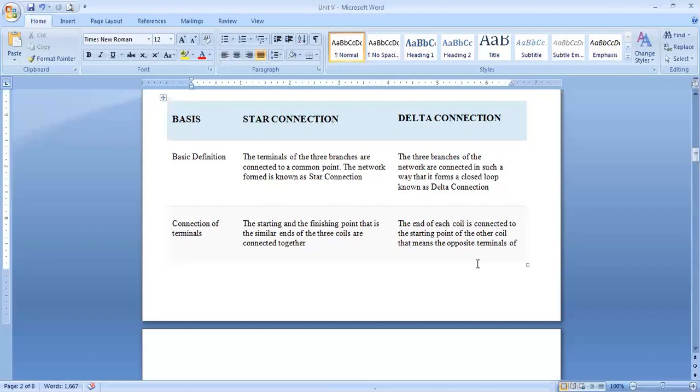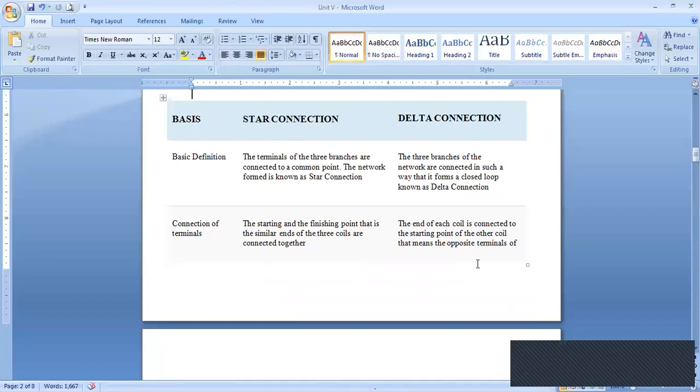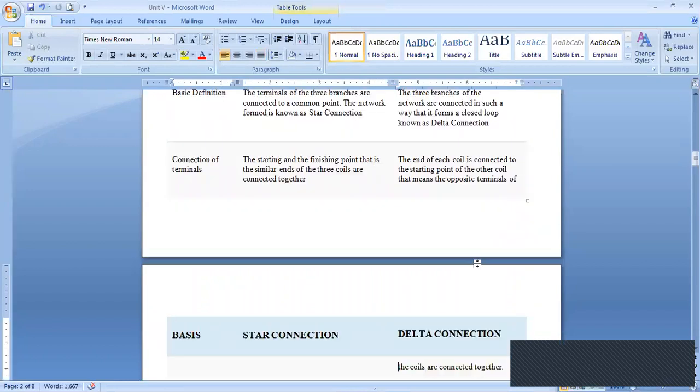Clear? Now the connection diagram, I have already explained. The similar ends of the three coils are connected together, either the starting point or the finishing point. For the delta, the end of each coil is connected to the starting point of the other coil. That means the opposite terminals of the coils are connected together.